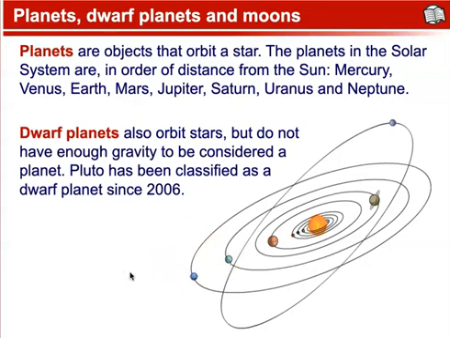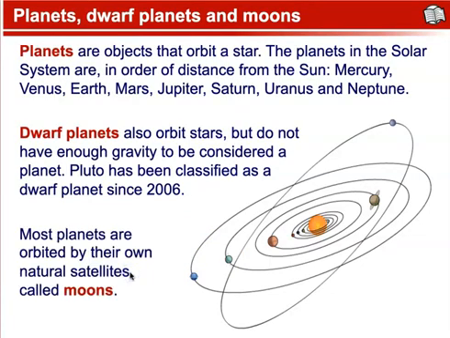Dwarf planets also orbit stars, but they do not have enough gravity to be considered a planet. Pluto has been classified as a dwarf planet since 2006, which we already discussed. Most planets are orbited by their own natural satellites, and these are called moons.